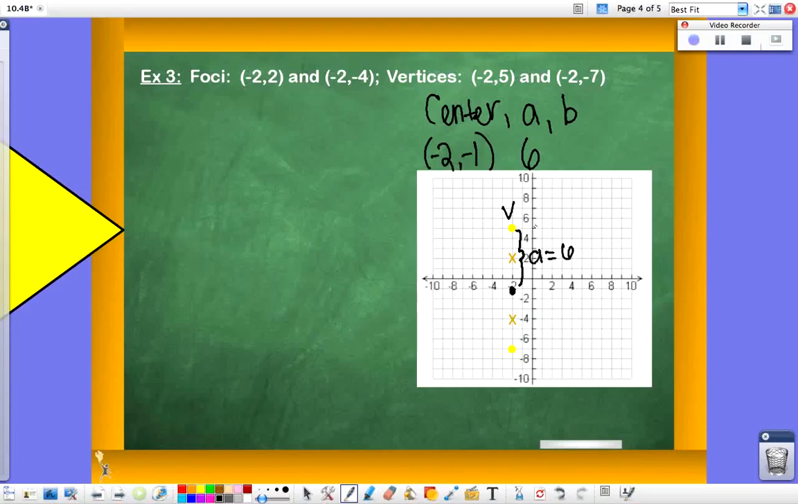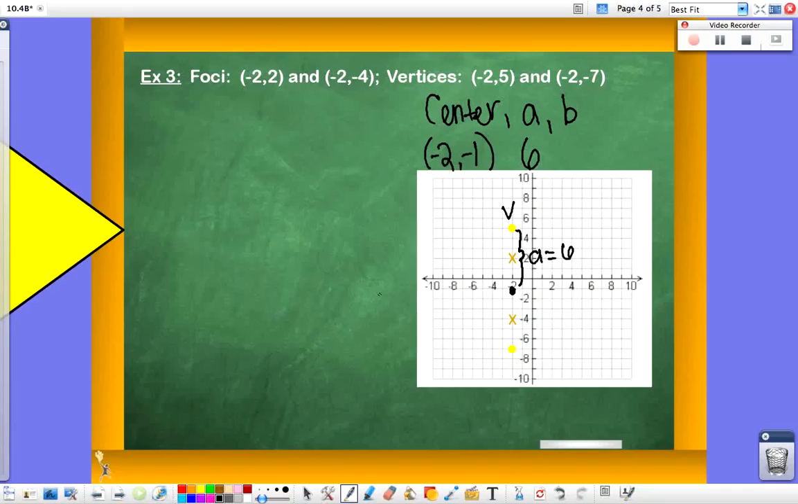Now my B value is where it's going to get a little trickier in this example. My B value is the distance from the center to the covertices. But was I provided any information on the covertices in this example? No. Was there any allusion to the length of the minor axis? No. So we're going to have to go about finding B in a different way.